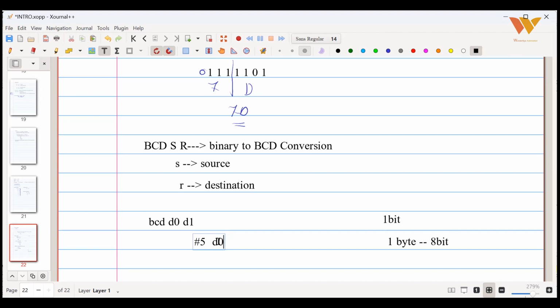This is only possible for registers, right? Yeah, D registers. Any confusion? Okay, fine. Tomorrow I'll show how to execute it in the software. So we'll stop here today. If you have any confusion, please let me know.